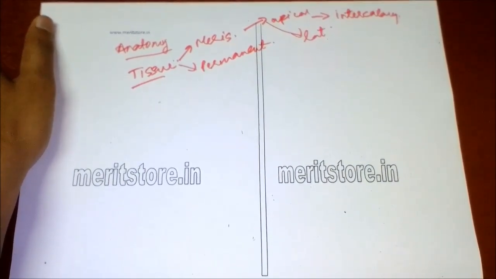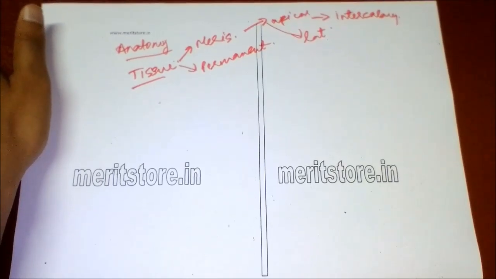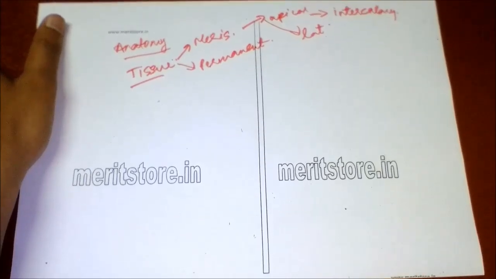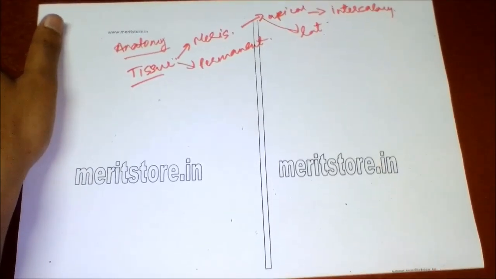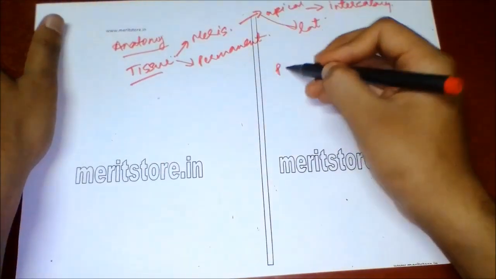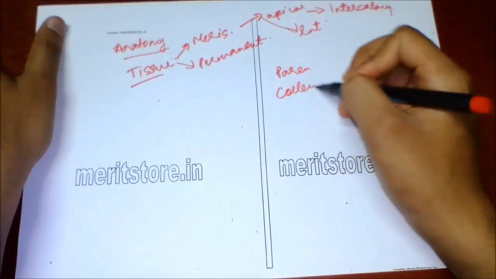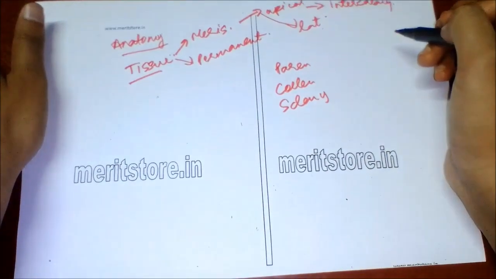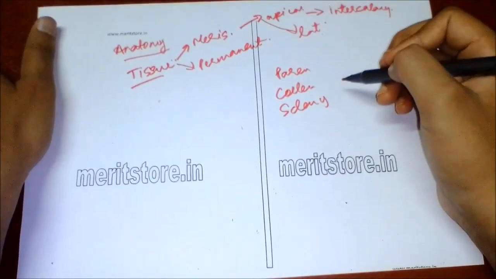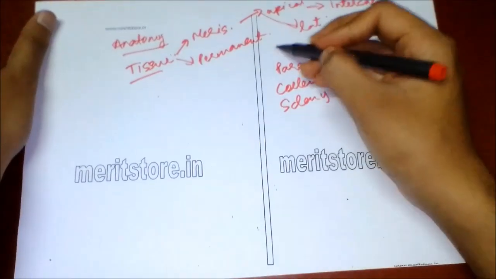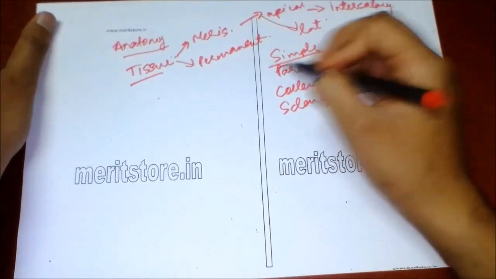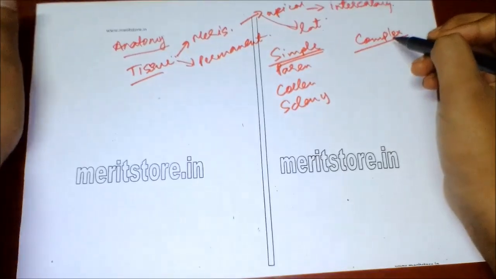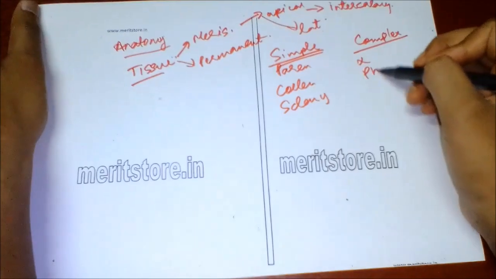The examples, and the permanent tissue, which forms the complex tissue. First the simple permanent tissue: parenchyma, collenchyma and sclerenchyma. These are better given in the state textbook, so refer to the state textbook for its examples and better understanding. These are simple permanent tissue. Then comes complex permanent tissue. It includes xylem and phloem.